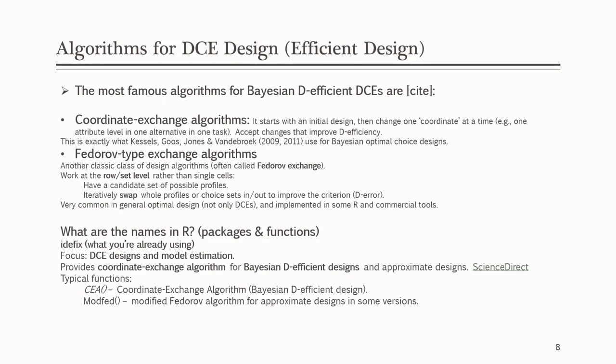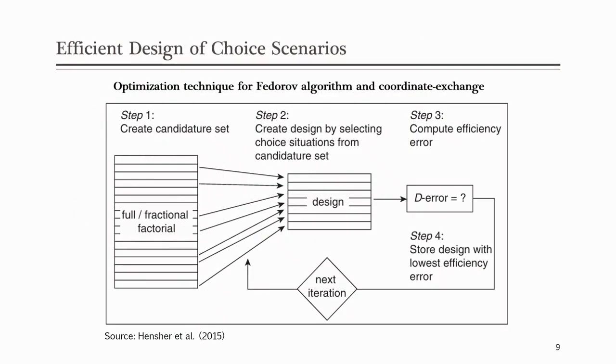I will go straight to this figure. As I said, we have a candidate set, which is the full factorial design, and we have to specify some inputs for the algorithm. For example, we say choose 18 optimized choice scenarios, for 6 tasks, with 3 alternatives in each task. First of all, the algorithm will pick choice scenarios from the full factorial. Here, say we have 18.